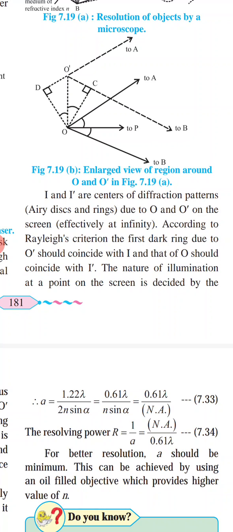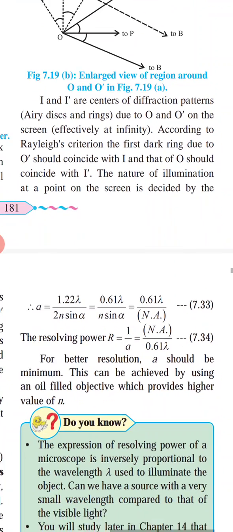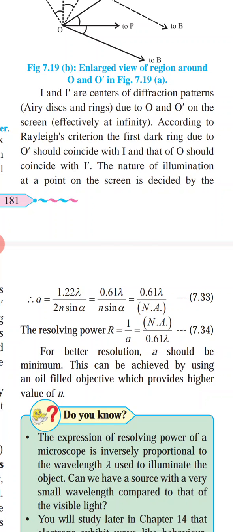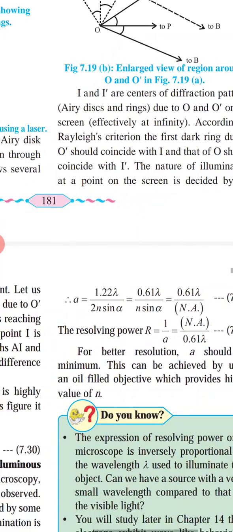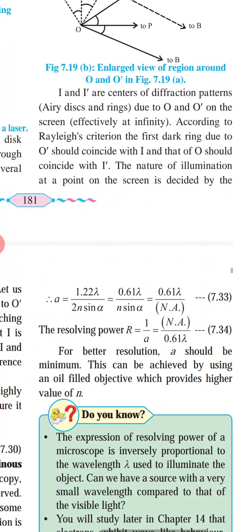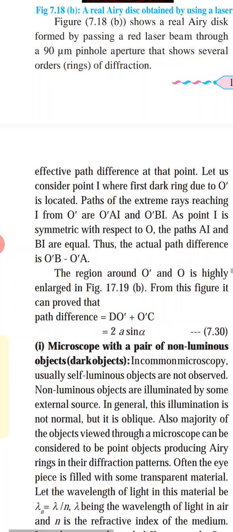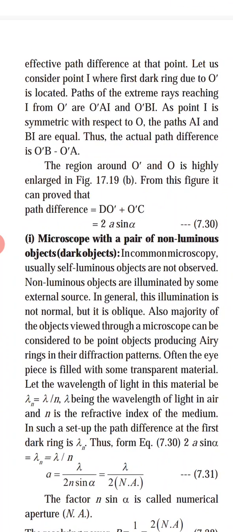Due to O and O dash on the screen effectively at infinity, according to Rayleigh's criterion, the first dark ring due to O dash should coincide with I and that of O should coincide with I dash. The nature of illumination at a point on the screen is decided by the effective path difference at that point, which should be 1.22 lambda. Let us consider the point I where the first dark ring due to O dash is located.